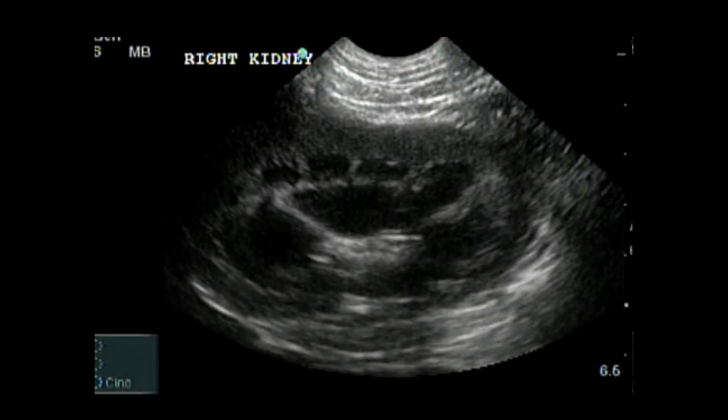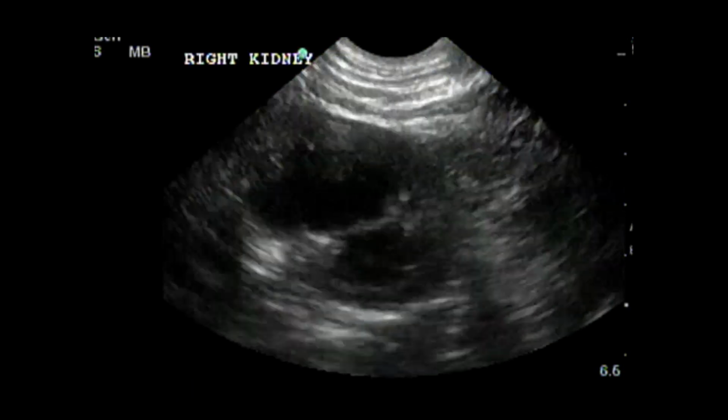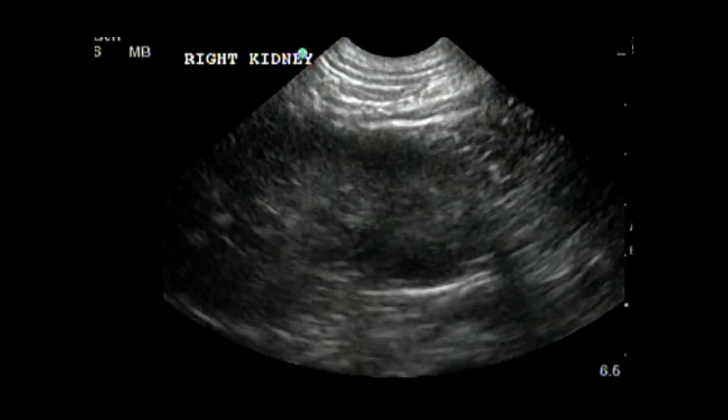In one study of cats, the difference in length between normal left and right kidneys could vary by as much as 13%. The same is probably true in dogs.